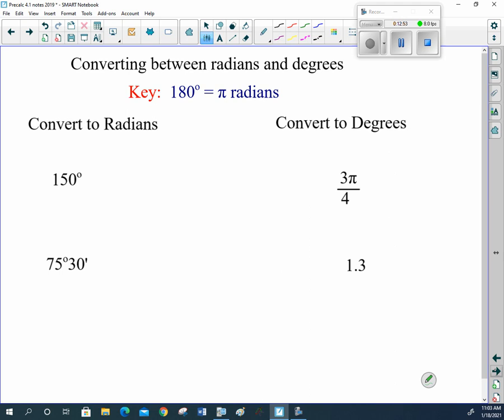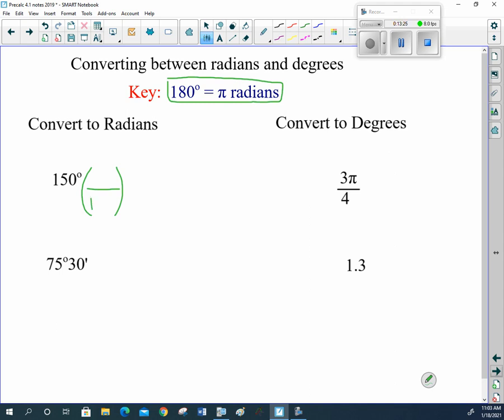You guys are most comfortable working with degrees because that's what we normally work with, but radians is another type of measurement that you should be able to work with. So right here, I've got 150 degrees, and we're supposed to convert that to radians. So remember, your key is 180 degrees is the same thing as pi radians. So if I want to convert, then I'm going to have to multiply by 1. And I'm going to have to use 180 and pi.